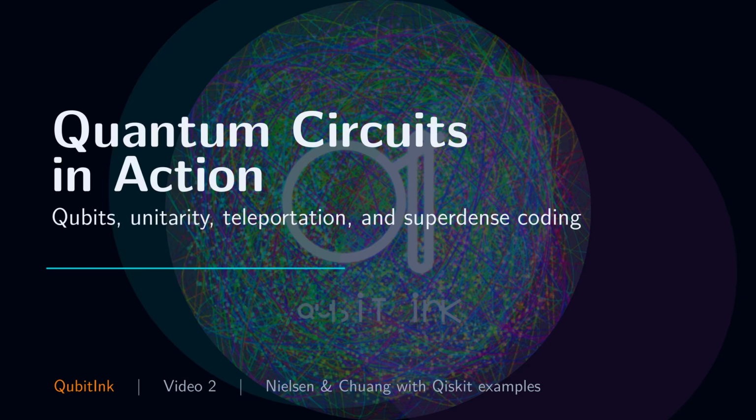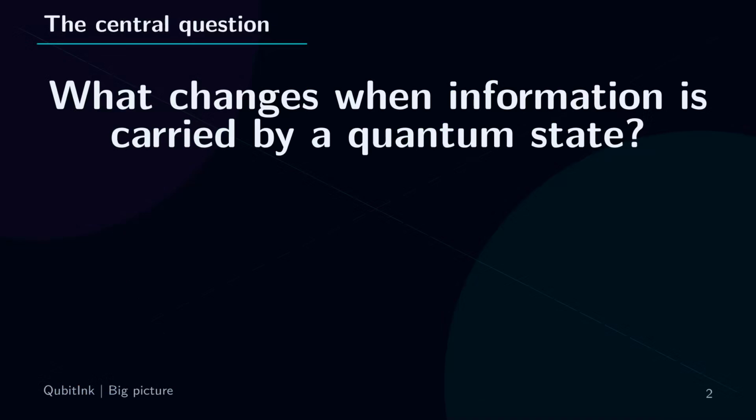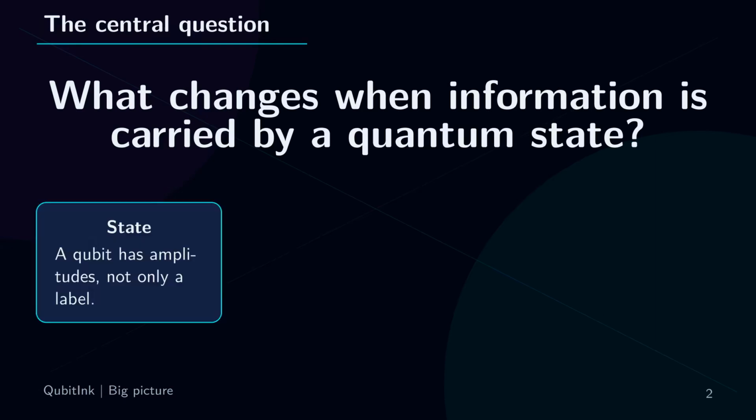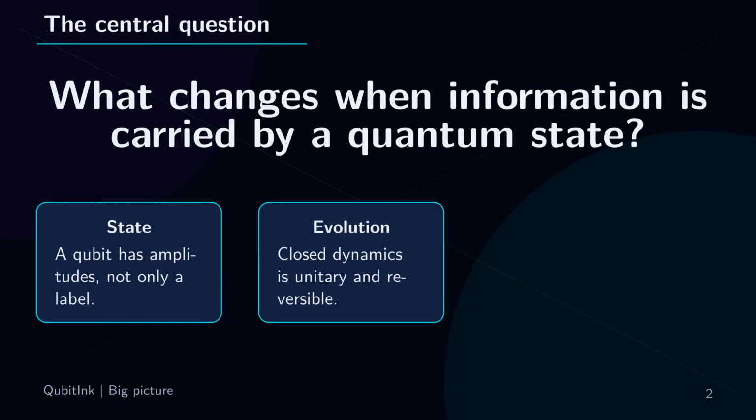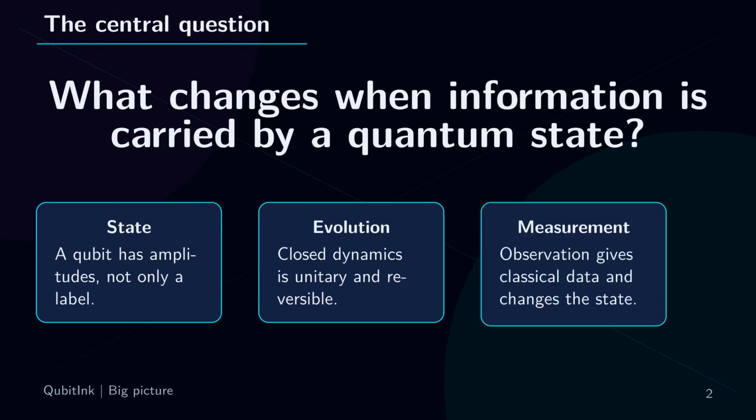Quantum information behaves differently because the carrier of information is a quantum state. The central question today is simple. What changes when information is carried by a quantum state? A classical bit has a label 0 or 1. A qubit has amplitudes. A closed quantum system evolves by a unitary transformation. Then measurement turns part of that quantum description into classical data.